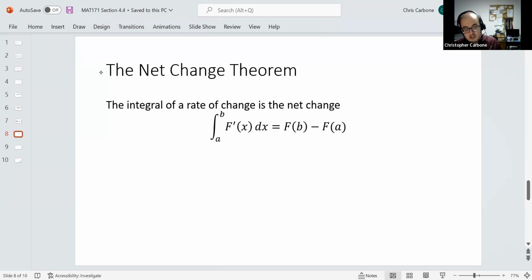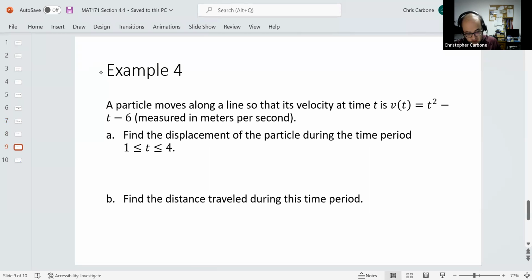So this is the net change theorem, where the integral of a rate of change is the net change: the integral from a to b of capital F prime of x dx is equal to capital F of b minus capital F of a. So here's an example. A particle moves along a line so that its velocity at time t is v of t equals t squared minus t minus 6, measured in meters per second. And we want to find the displacement of this particle during the time period between 1 and 4 seconds.